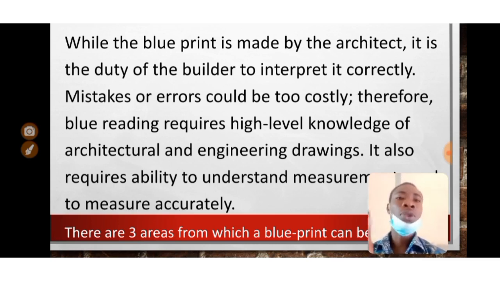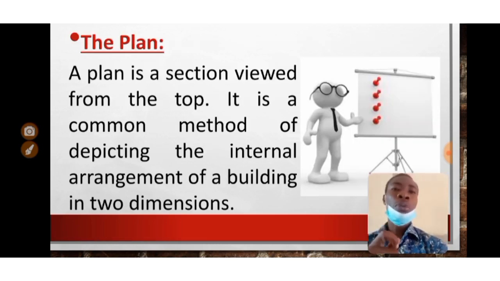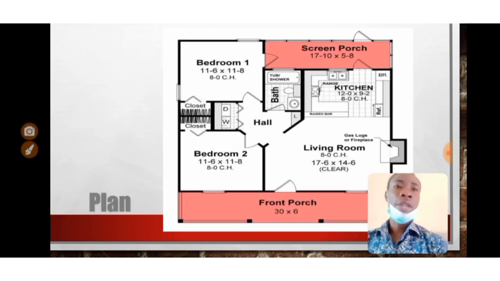It also requires the ability to understand measurement. Both the builder and the architect should be able to understand measurement and should have knowledge of architectural drawing. Now, there are three aspects of blueprints. Number one is the plan. You already know what a plan is, viewing from the top. And this is an example of a plan.